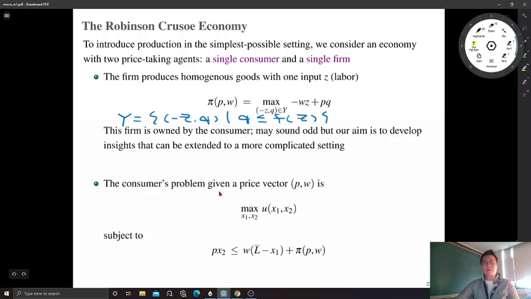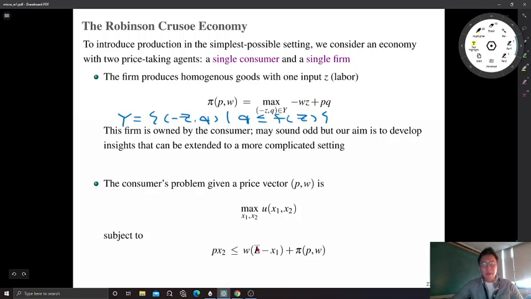So this consumer has to decide how to allocate his daily time, which is given by L bar. L bar can be thought of as 24 hours or 16 hours, excluding sleeping hours. So given his total hours per day, L bar, how should he allocate this L bar to leisure or labor supply? Okay.